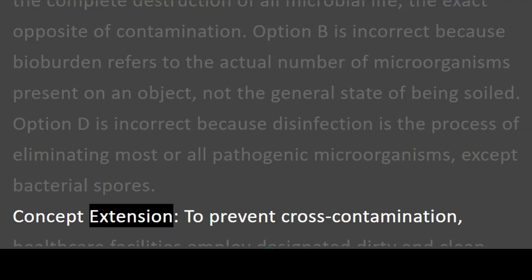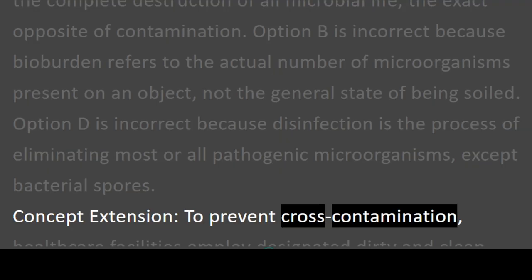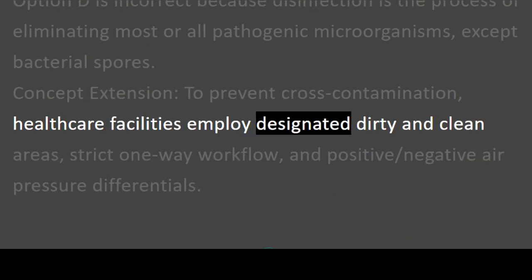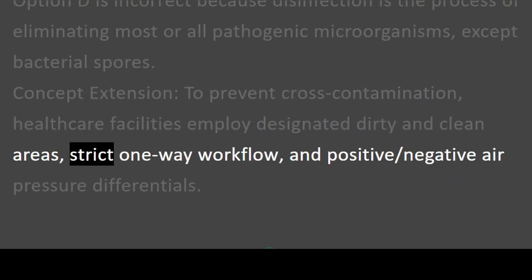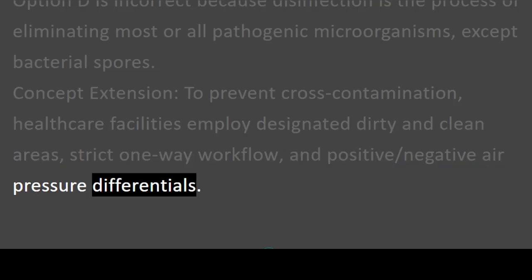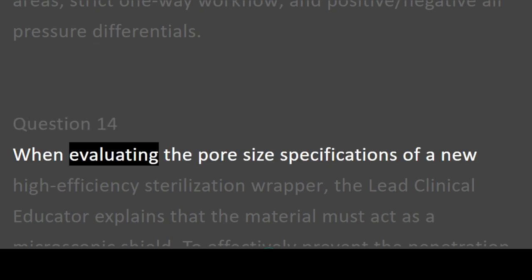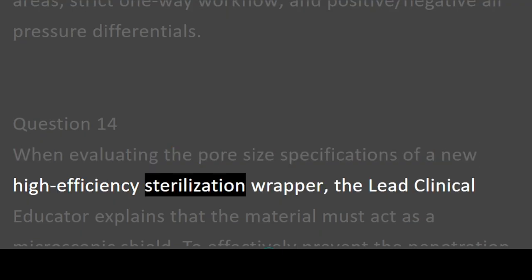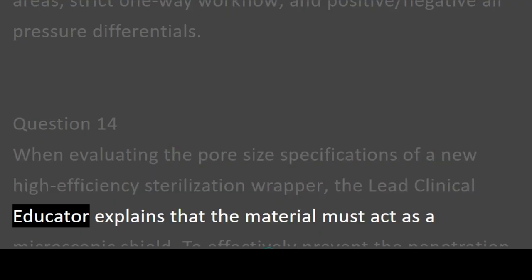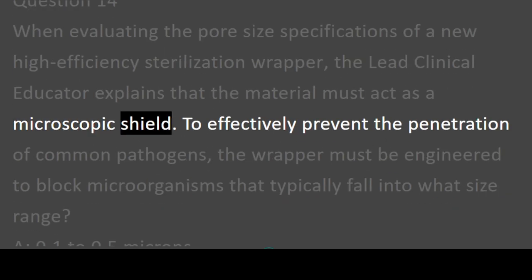Concept extension. To prevent cross-contamination, healthcare facilities employ designated dirty and clean areas, strict one-way workflow, and positive/negative air pressure differentials. Question 14. When evaluating the pore size specifications of a new high-efficiency sterilization wrapper, the lead clinical educator explains that the material must act as a microscopic shield.